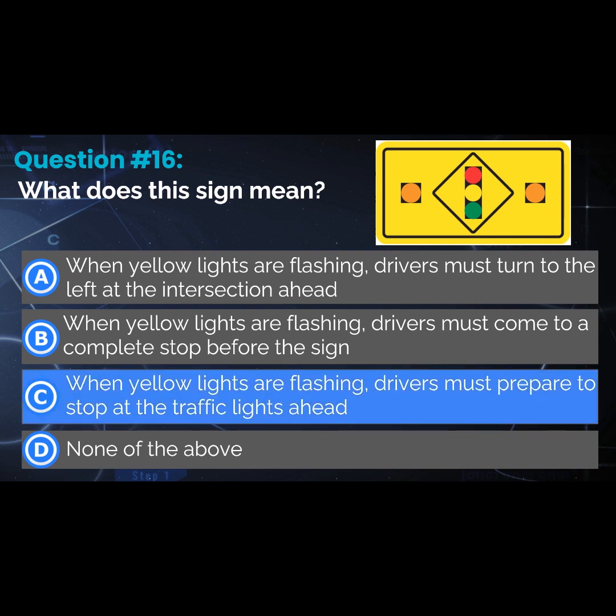The correct answer is C. When yellow lights are flashing, drivers must prepare to stop at the traffic lights ahead.